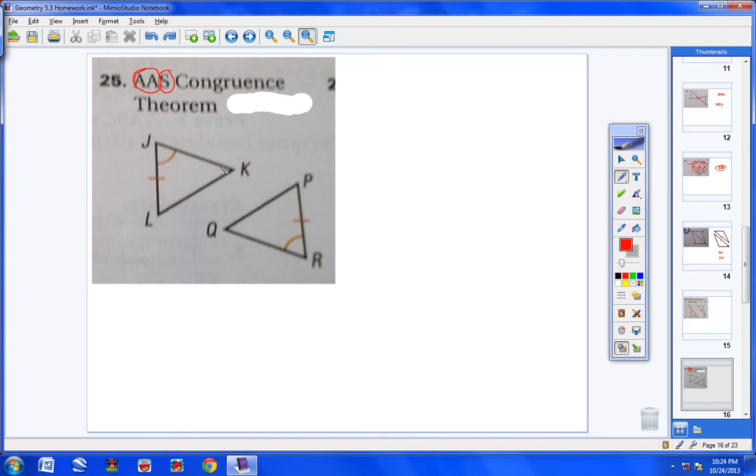But how about this? If I marked this angle here congruent to, let's see, this angle here, then I would have angle, angle, and then a side congruent to angle, angle, then a side. So what am I missing in order to use the angle, angle, side? I'm missing K is congruent to Q. I have to know that angle K is congruent to angle Q.